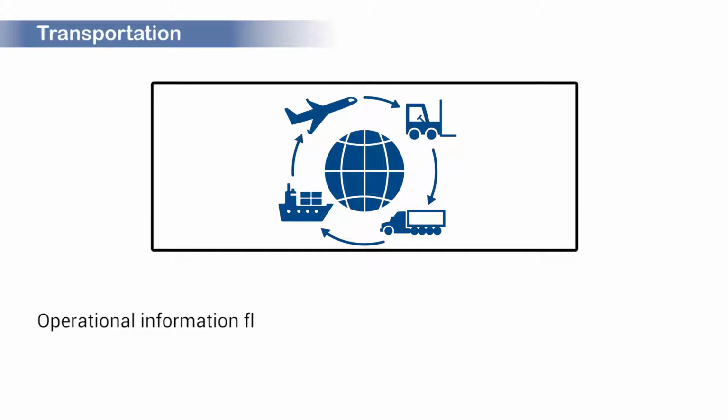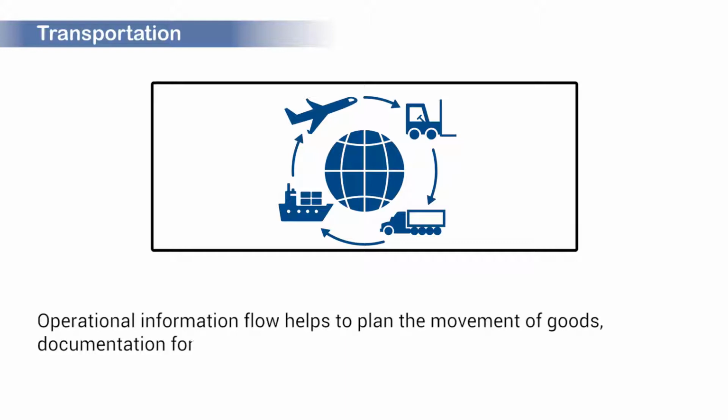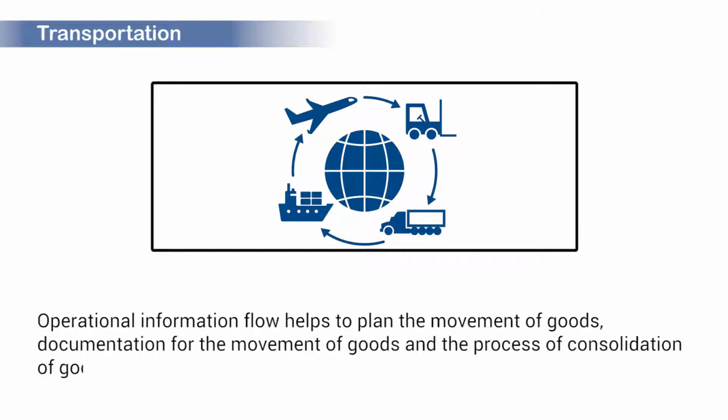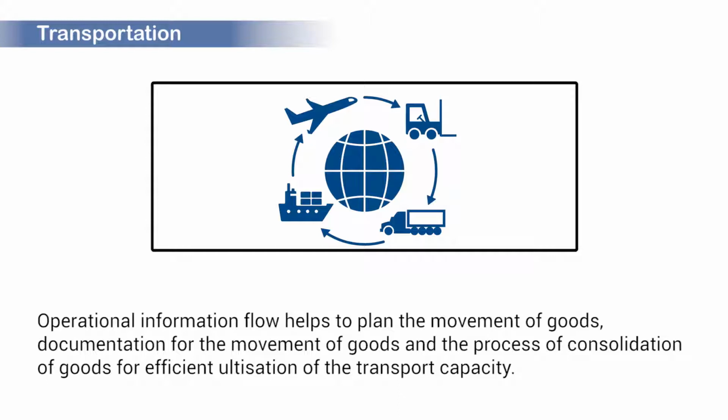Transportation. Operational information flow helps to plan the movement of goods, documentation for the movement of goods, and the process of consolidation of goods for efficient utilization of the transport capacity, whereby it decreases the logistics cost.